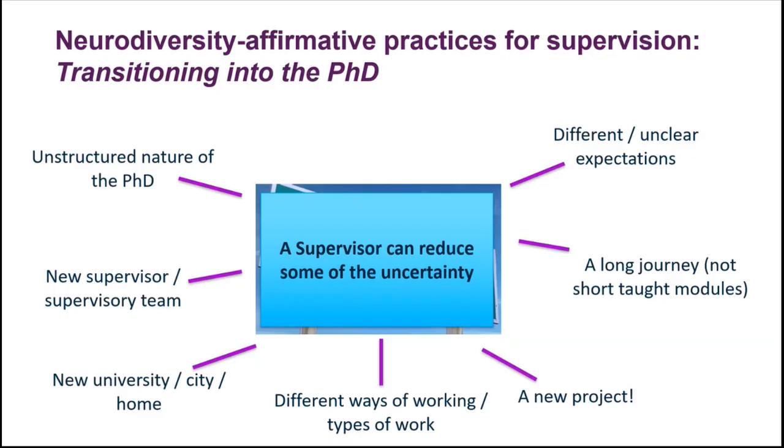this transition point. We know transitions, periods of change, periods of uncertainty are all more challenging for neurodivergent scholars. We see it when we make shifts from primary education to secondary education to higher education, and here we see it when we're transitioning from taught programs into a research degree. So a supervisor, in structuring how supervision is going to work, can play a really important role in supporting this transition point for their neurodivergent students.